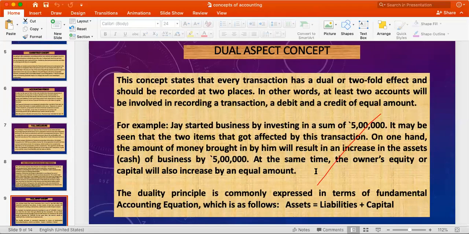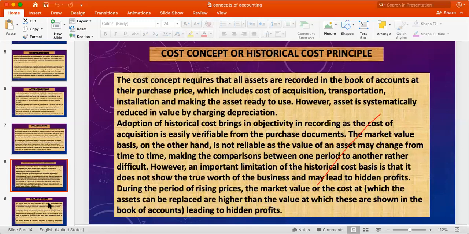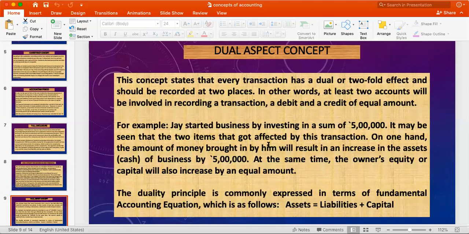Dual aspect concept. Someone has marked the line. Please undo this. It's spoiling the PPT. Thank you. Okay.